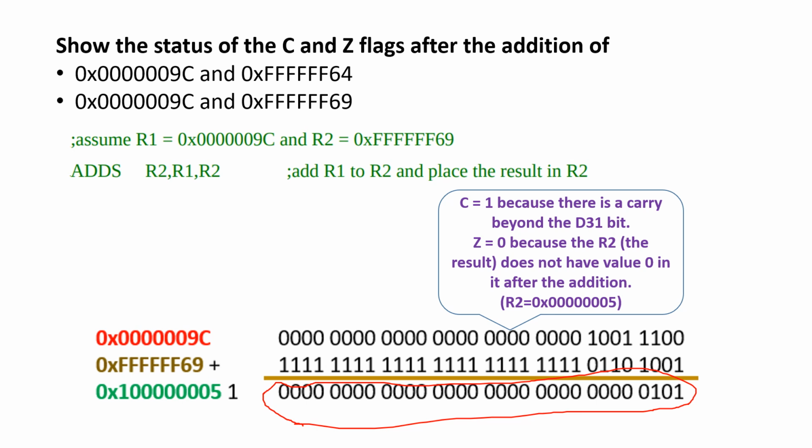Yes, because from the 31st bit, or bit number 31, there is a carry. And the result of the 32 bits stored in the register is non-zero. So therefore, C equals 1, Z equals 0. I hope it is clear to you.